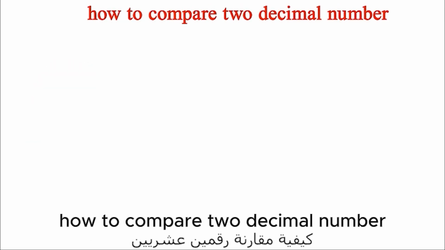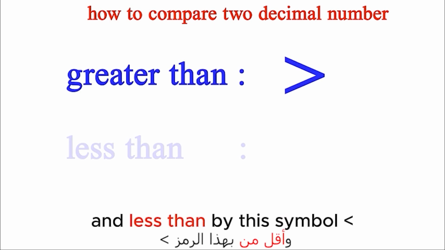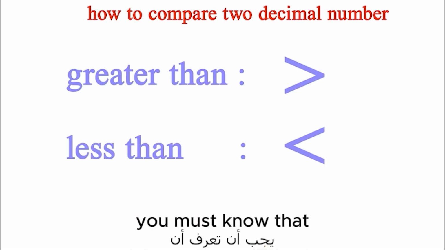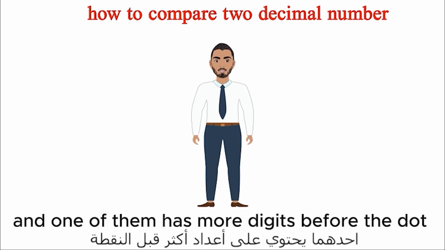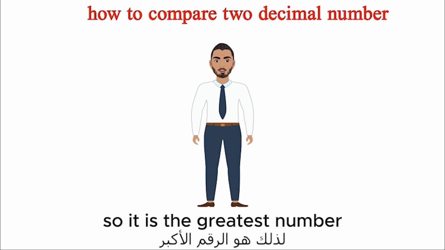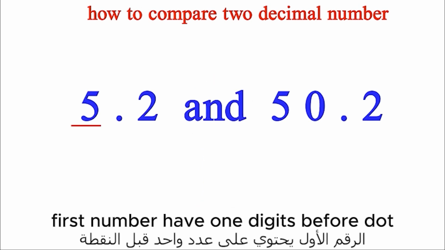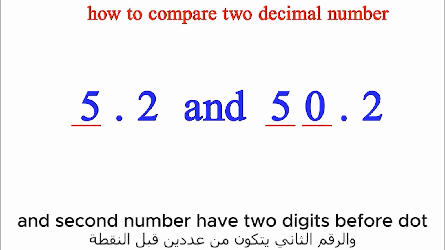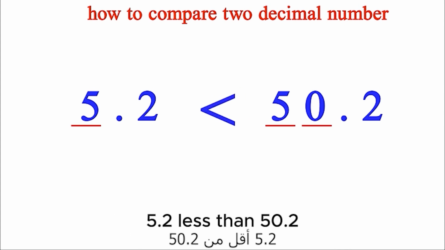How to compare two decimal numbers. Remember that we represent greater than by this symbol, and less than by this symbol. You must know that if you compare two decimal numbers, and one of them has more digits before the dot, it is the greater number. Example, these two decimal numbers. The first number has 1 digit before the dot, and the second number has 2 digits before the dot. 2 is greater than 1, so 5.2 is less than 50.2.